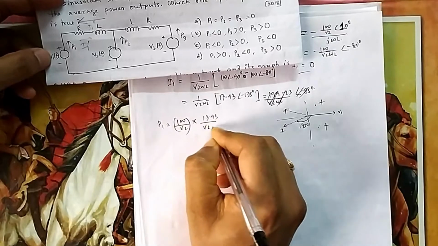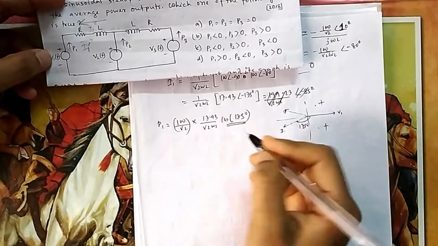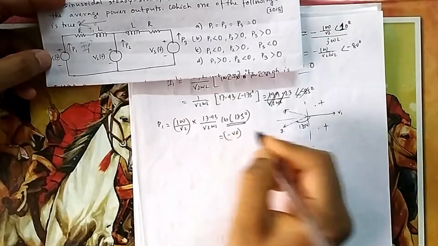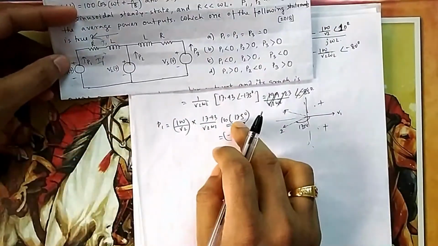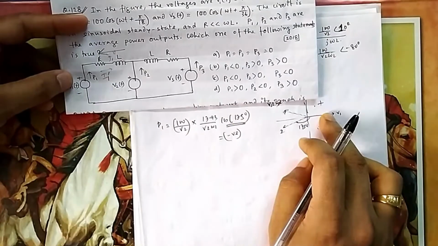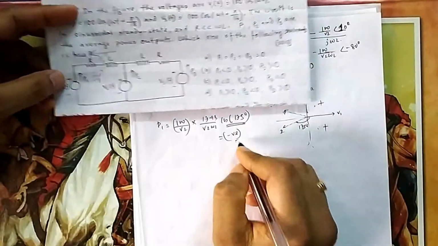If you calculate, P1 will be V1, 100 by root 2, into I1, 17.43 by root 2 omega L, into cos of the angle between them. So cos 175 will be how much? It will be negative. So you can see if the angle is beyond even 90 degrees, then it becomes a reverse fault. So current is actually flowing in the reverse direction. It is not flowing in this direction. With respect to this it is showing 175, but actually the current is flowing in this direction. So it is negative. So you can see P1 is negative.